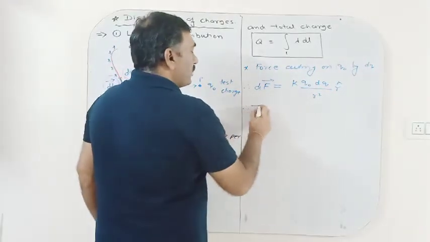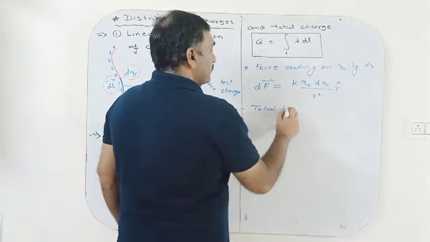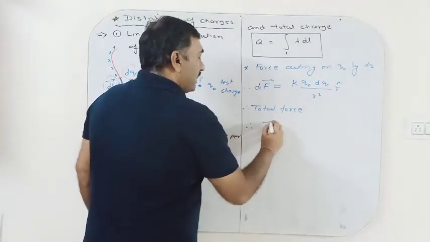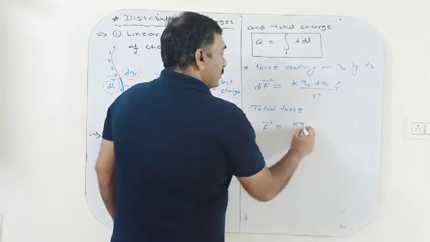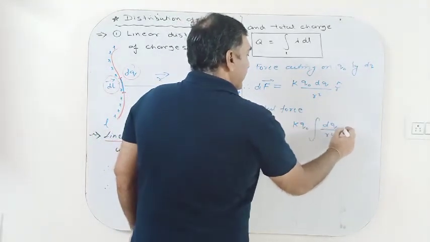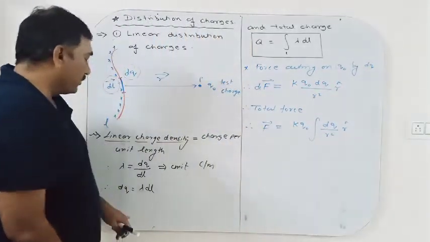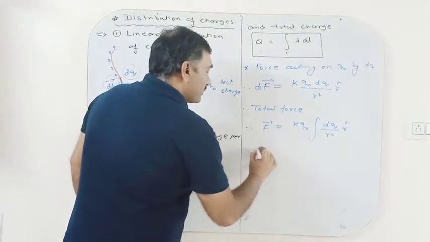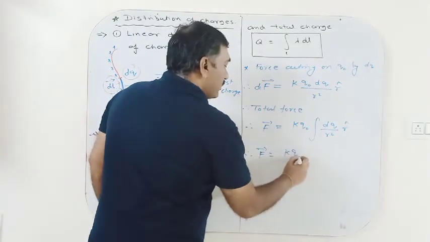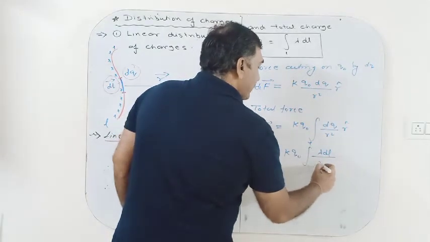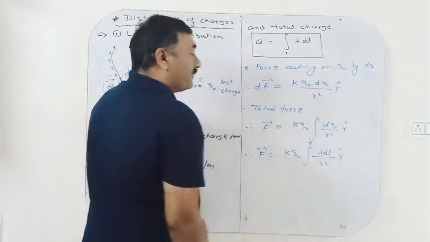For the total force, we use integration. So F equals k q naught times the integral of dq divided by r square along r caret. You can also replace dq with lambda dl. So the formula for the force is k q naught times the line integral of lambda dl divided by r square in the direction of r caret.